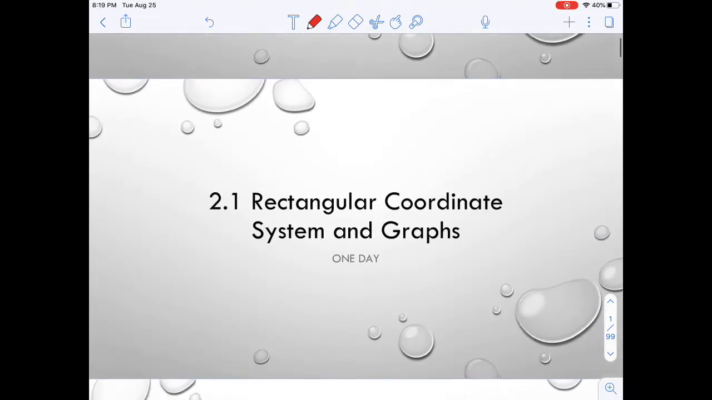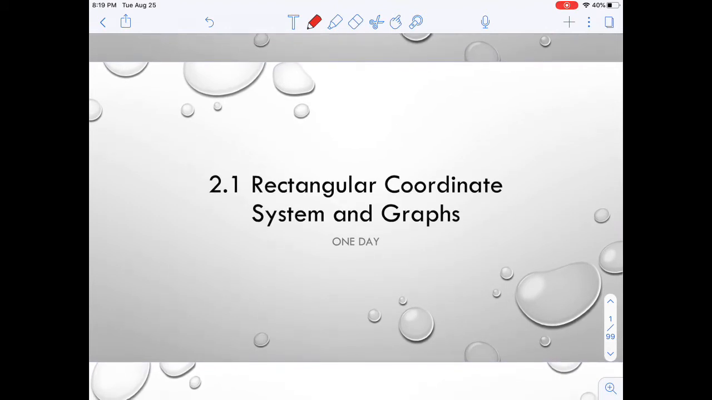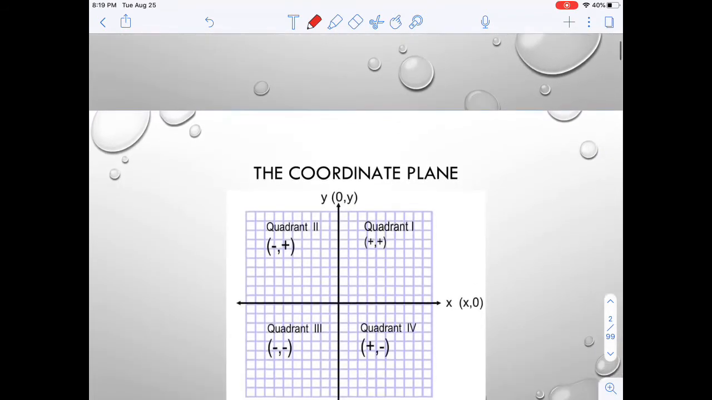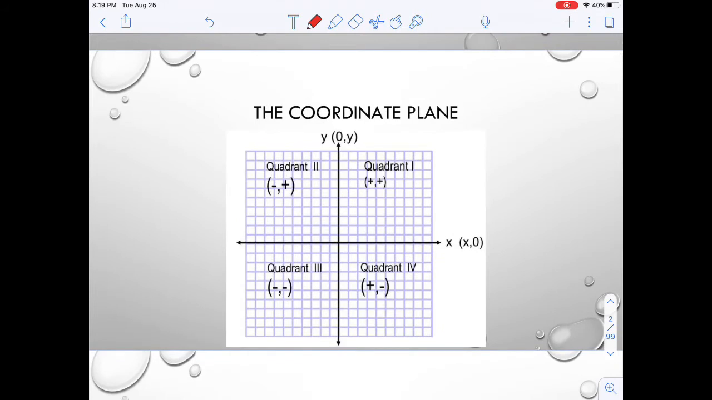So 2.1 is rectangular coordinate systems and graphs. Our rectangular coordinate system is nothing more than the Cartesian plane or our XY axes. Remember, X is our horizontal axis, Y is our vertical axis. Our quadrants start in the top right, quadrant 1, and they go counterclockwise, quadrants 1, 2, 3, and 4. Hopefully you remember your quadrants from pre-calc, especially with your trig functions. But if you don't, here they are again.